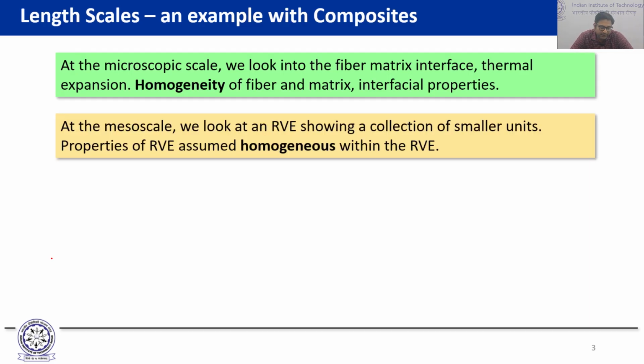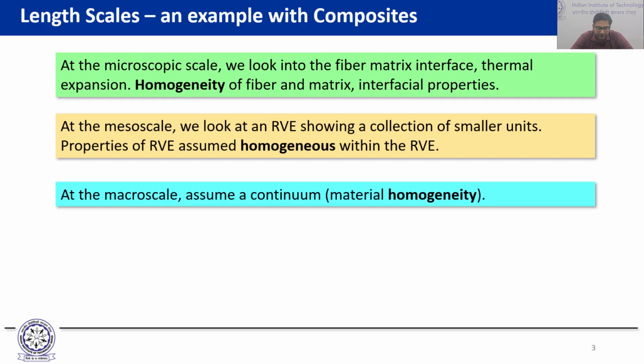Now, instead of looking at the microscopic length scale, if we start looking at mesoscale, we can think in terms of something called a RVE, or a representative volume element. So this representative volume element is essentially going to be a collection of smaller units. And one of the things you have got to keep in mind is when you are looking at the properties of these RVEs, you assume that things are homogeneous within the RVE.